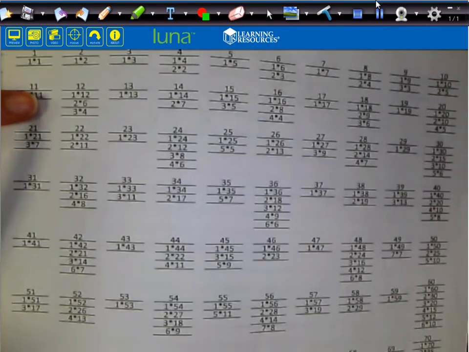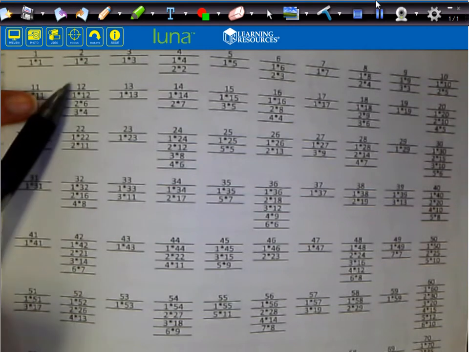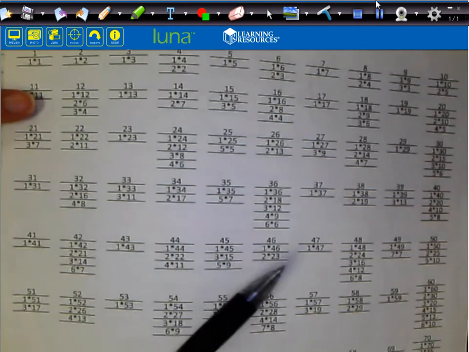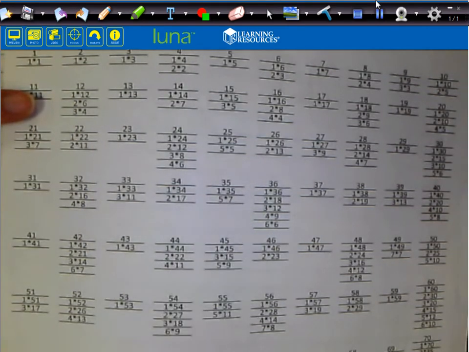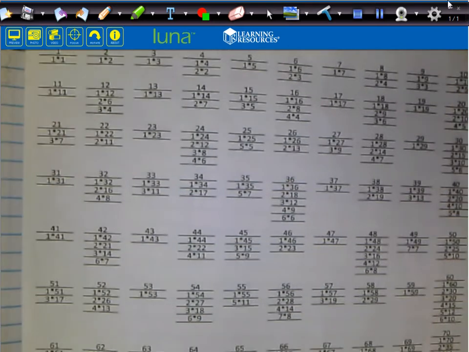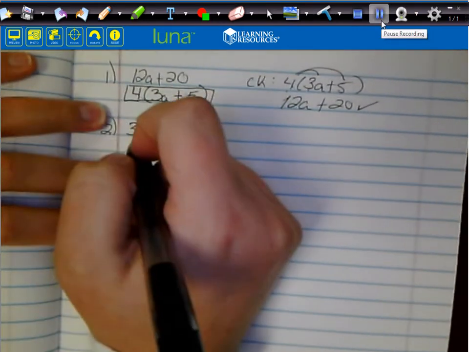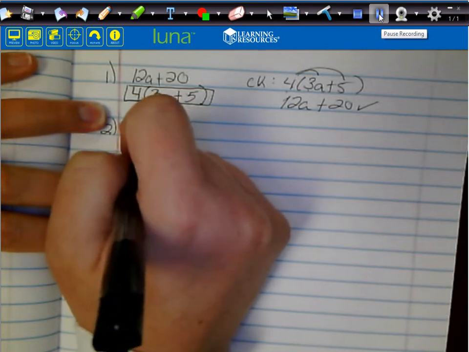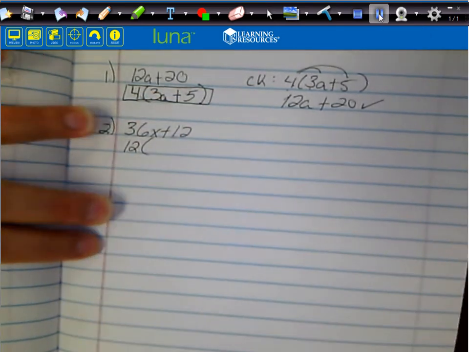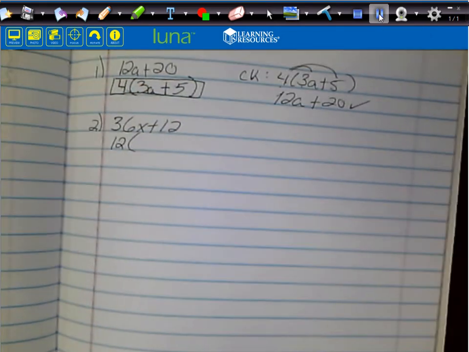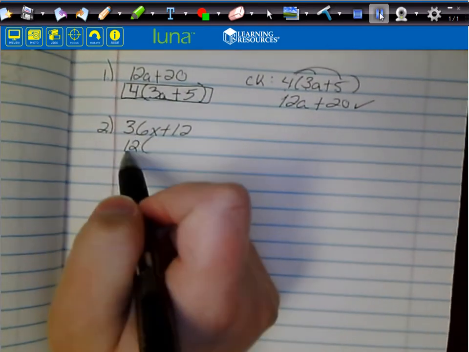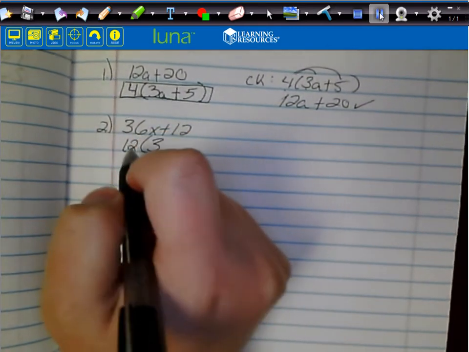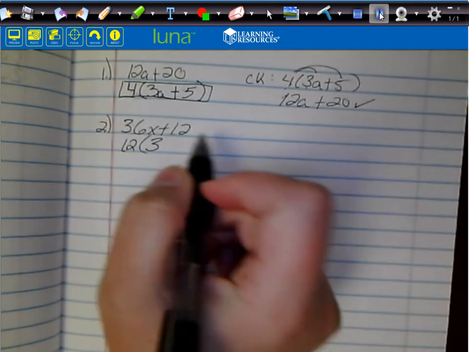So 12 is the greatest thing that is in both my 12 list and my 36 list. So 12 is going to be my GCF. Once I've looked at my factor sheet and found that 12 is the greatest common factor, I'm going to write that 12 on the outside because I want to pull a 12 out of 36 and 12. So again, I'm going to say 36 divided by 12 is 3, or 12 times 3 is 36, however you want to think about that.